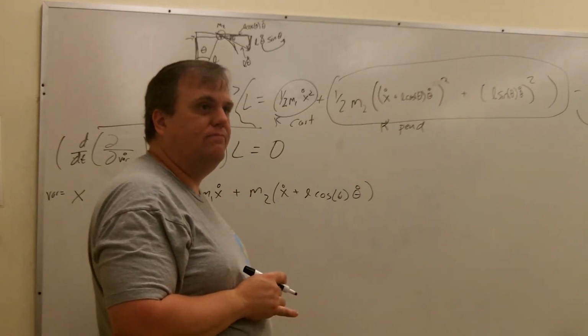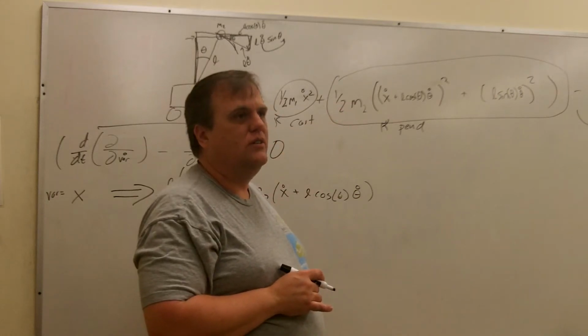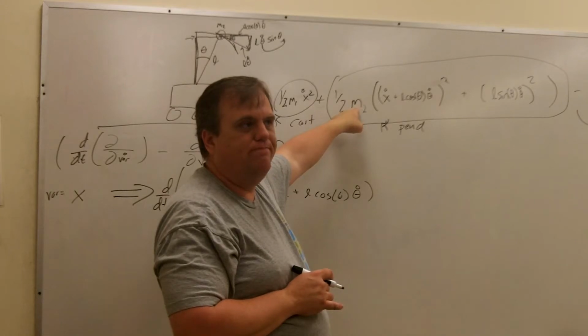Did you say 2 times? Is it 2 times? 2 times a half. Oh, okay. I said 2 times the constant, which just ends up being m2.